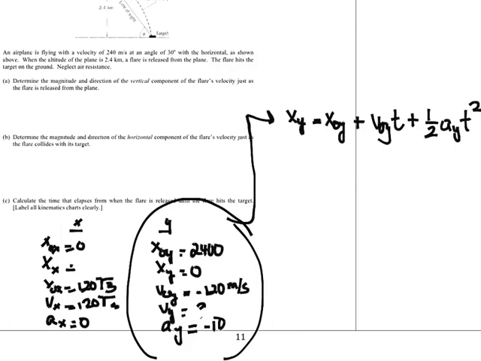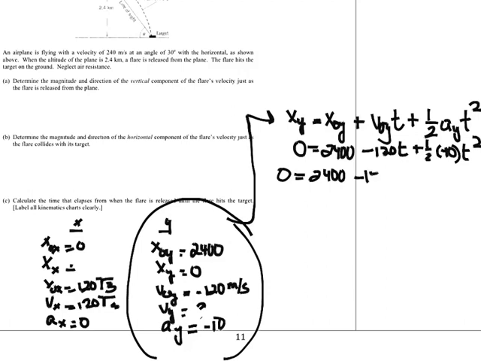XY we know is 0, XOY is 2,400, and then we have minus 120t plus 1/2 times negative 10 t squared. And so I have 0 equals 2400 minus 120t minus 5t squared.